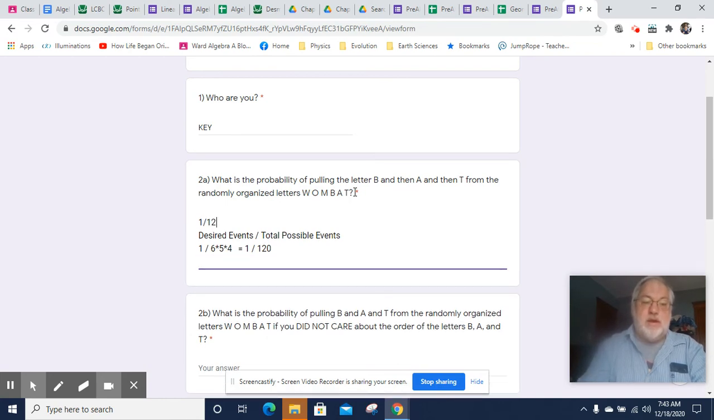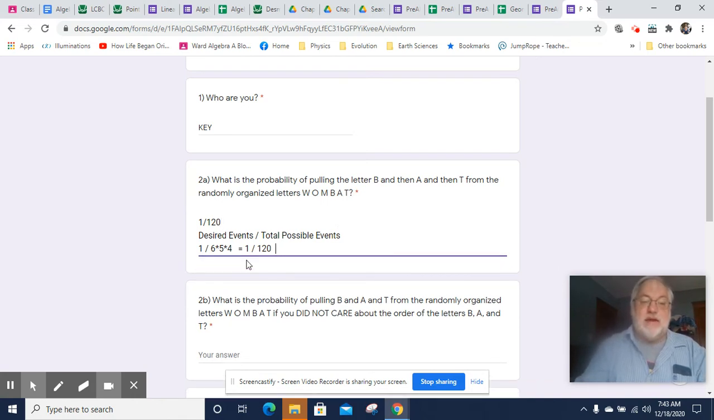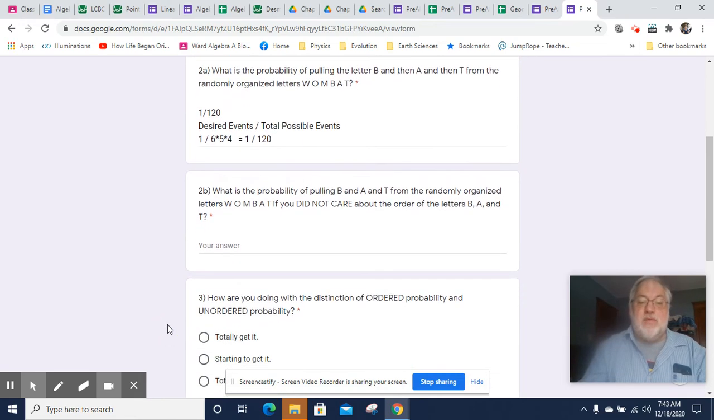So 1 out of 120 is the probability of pulling out the word bat in that order. I have implied an order matters. Now, what's the probability of pulling out B, A, and T if we don't care about the order? We still have 120 total possibilities because there's 6 times 5 times 4 different ways you could pull things out.